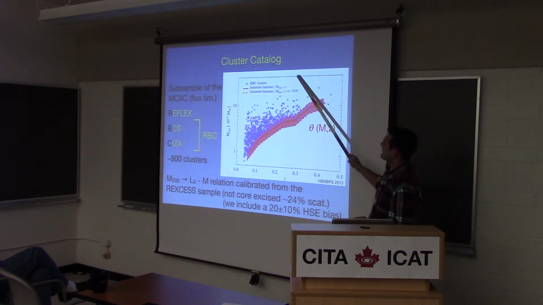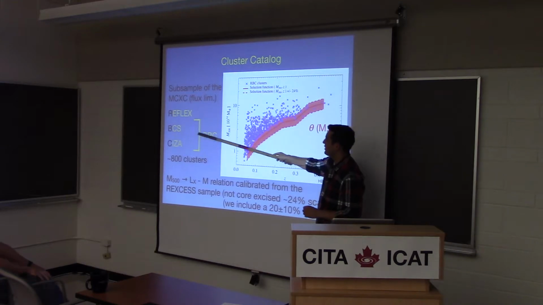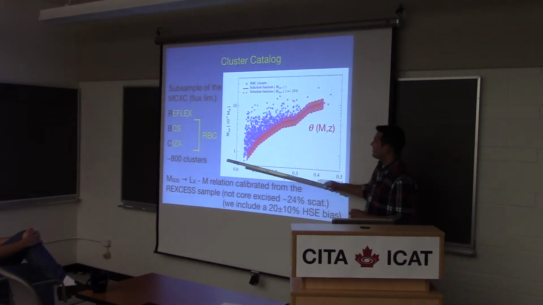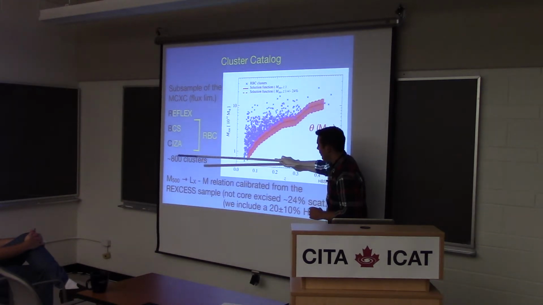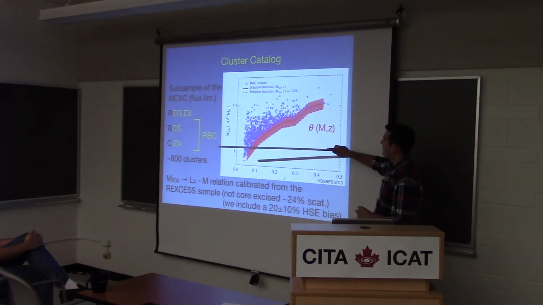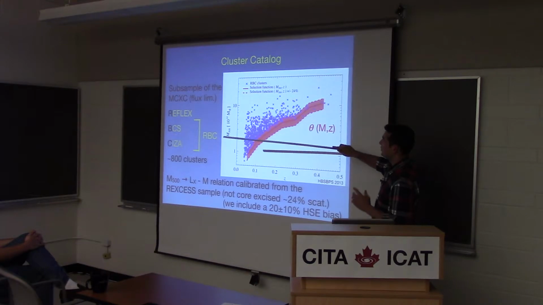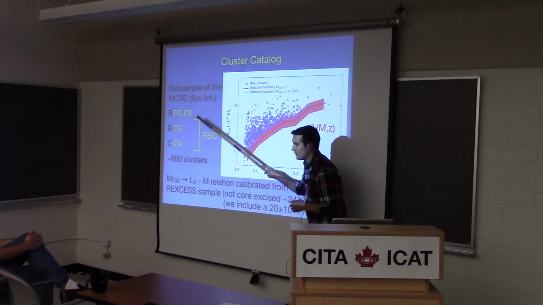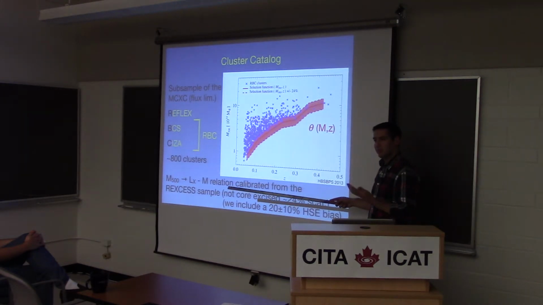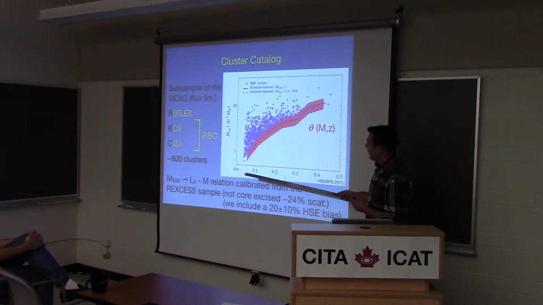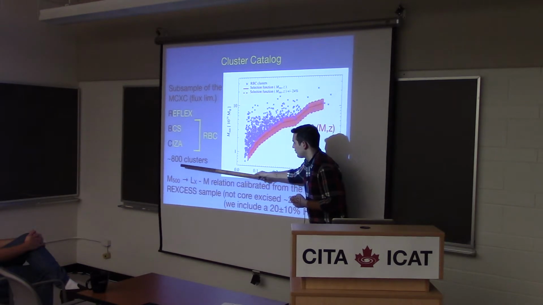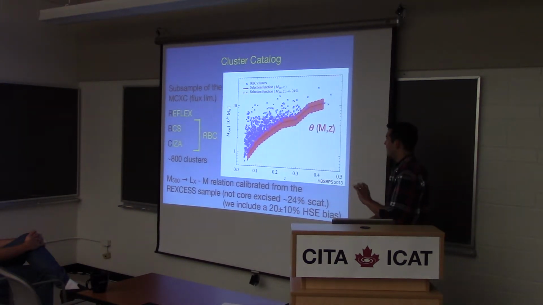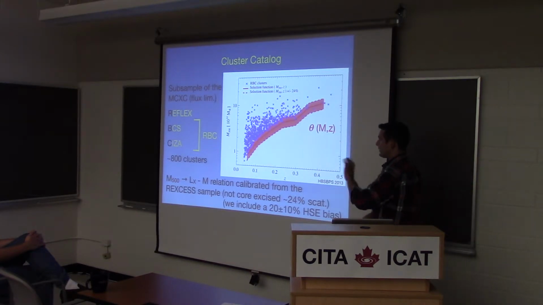So here's the catalog that we used. We call it the RBC catalog. It's a subsample of the MCXC, which is an X-ray luminosity cut catalog, or flux cut. So there's a flux limit, and above a certain flux limit, we assume this catalog is complete. There's about 800 clusters. I think in total, we cross-correlated with about 640 that made it into the sample after we cut out the galactic plane.